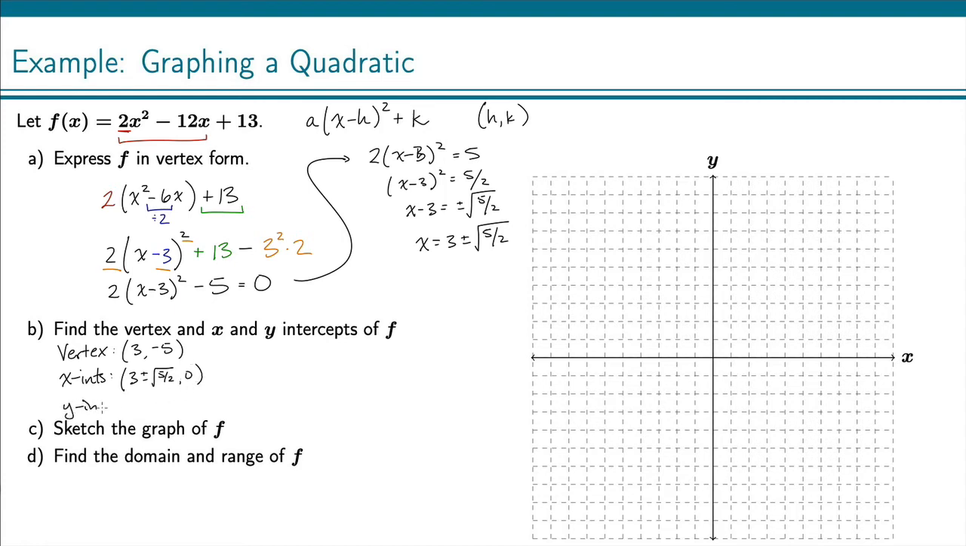And then our y-intercept is always very easy to find. We're just plugging 0 into the function. So f of 0, this term disappears, and this term disappears. We just get 13.